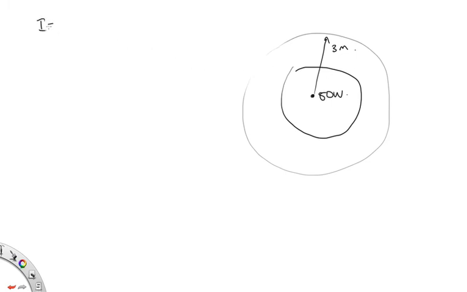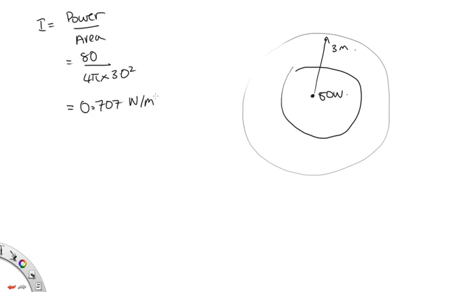Well, intensity is just equal to power over area. So this is equal to 80 over 4 pi r squared, and r is 3 meters. Solving that on the calculator, we end up with 0.707 watts per meter squared as our answer to A. Now for part B, it says at what distance will the intensity be 1.00 times 10 to the minus 8 watts per meter squared.